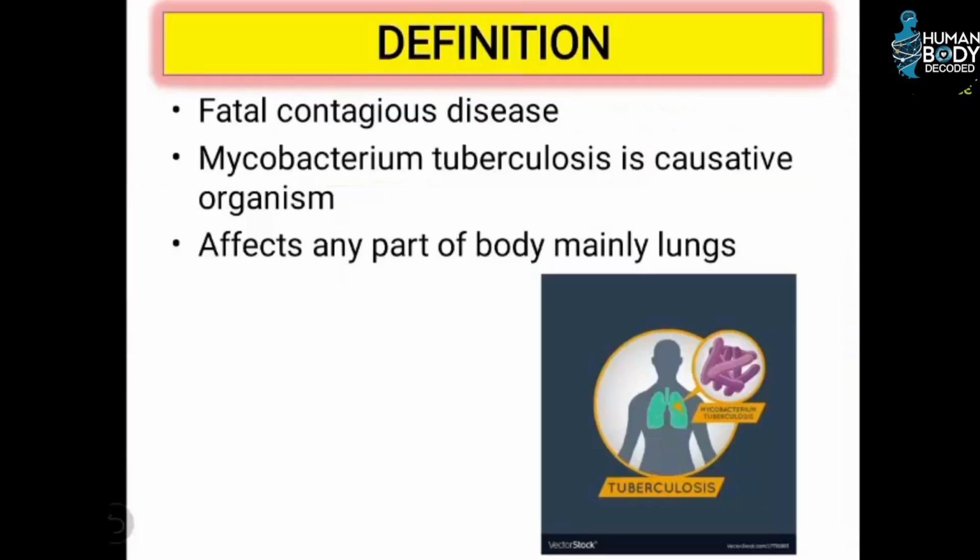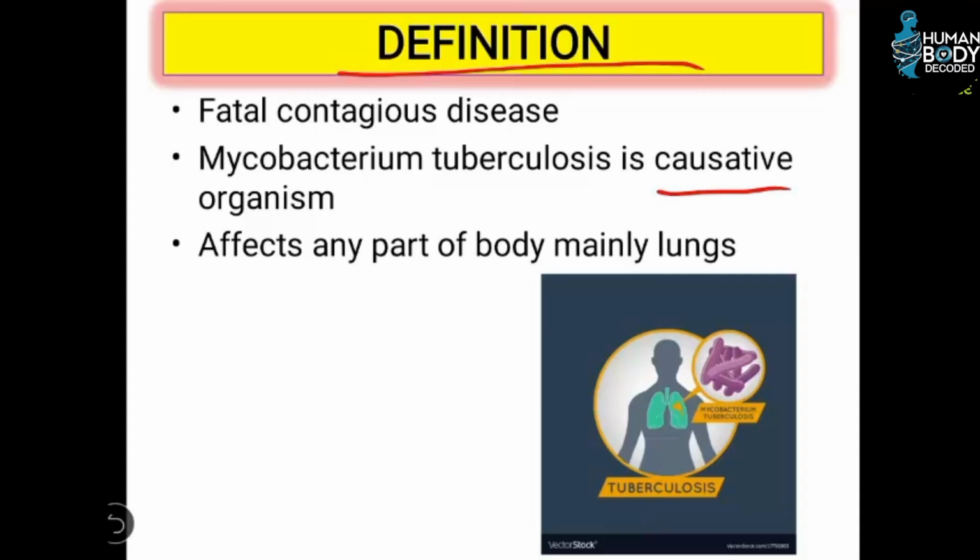Let me tell you first, what is TB? TB is a contagious and potentially fatal disease. Contagious means it can spread from one person to another. For example, like coronavirus, TB spreads through droplets when an infected person coughs, sneezes, or even talks. TB is considered fatal because if left untreated, it can result in death.